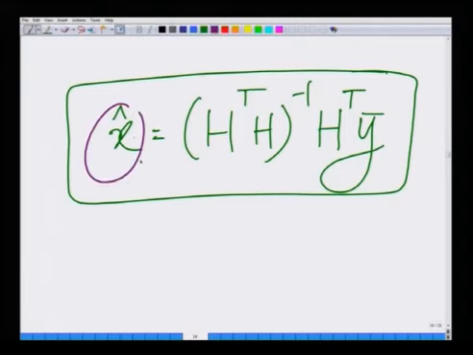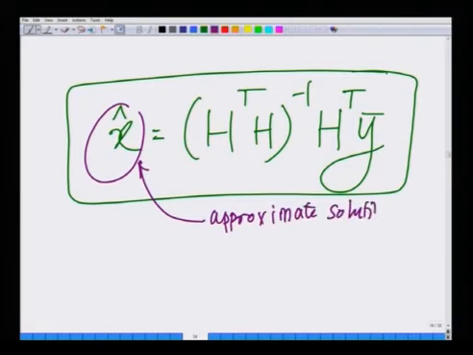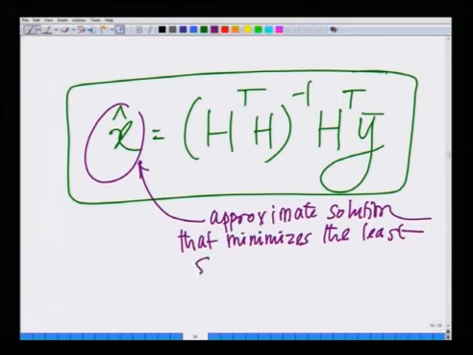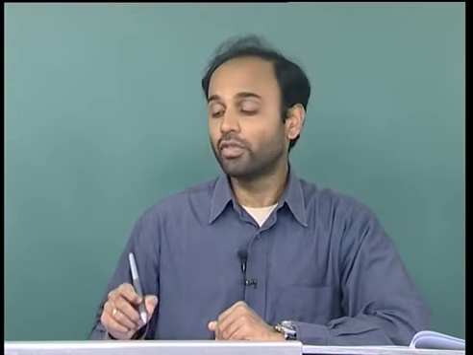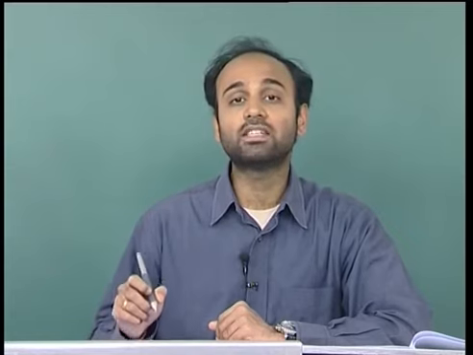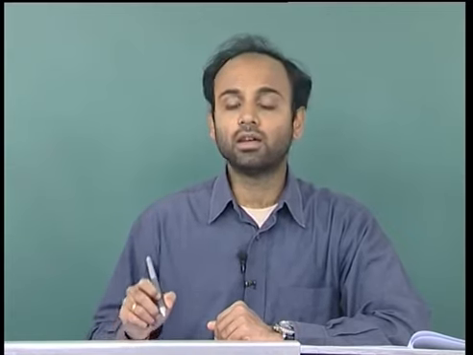This is the approximate solution that minimizes the least squares error. This is also known as the least squares solution, and in the context of MIMO, this has a name. This is known as the zero forcing solution or the zero forcing receiver.